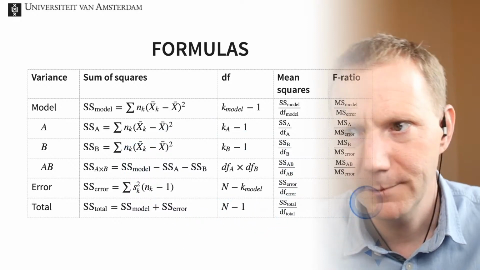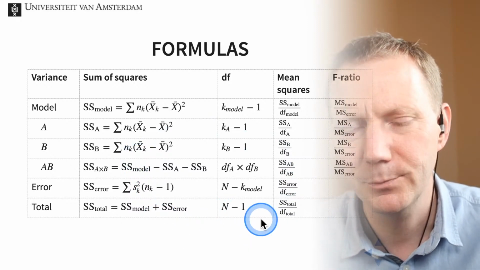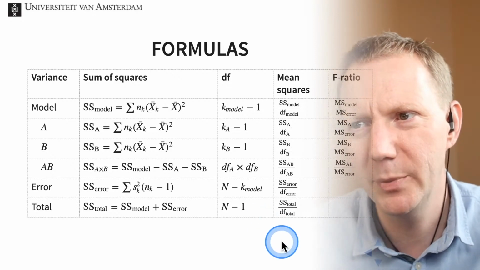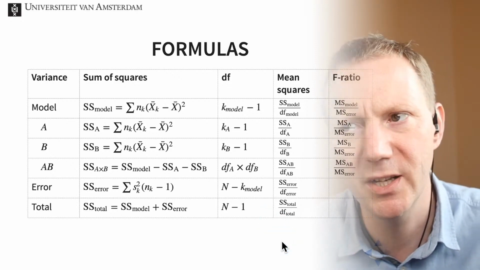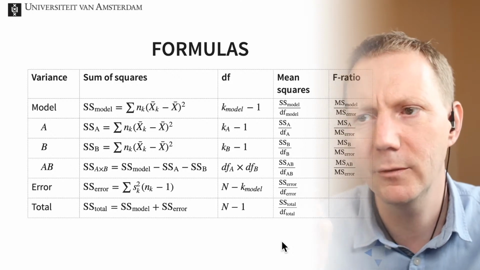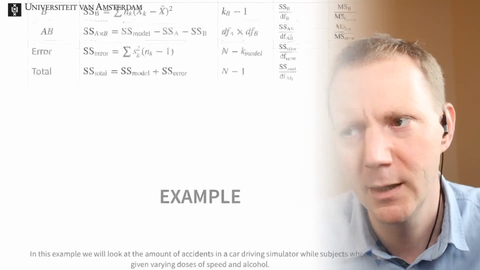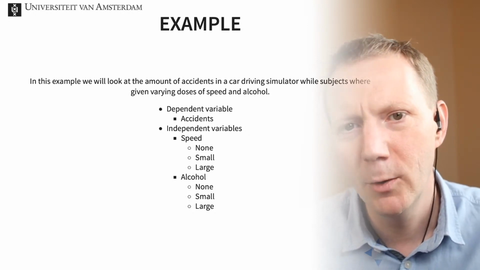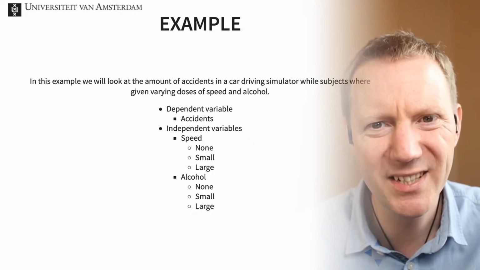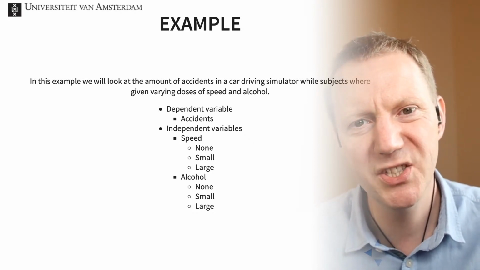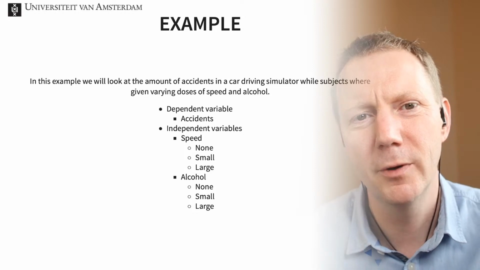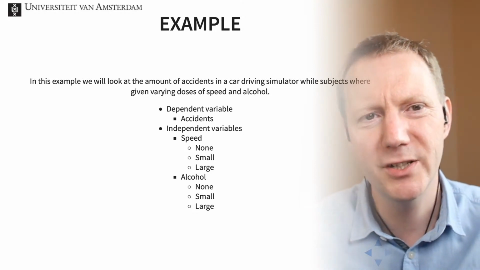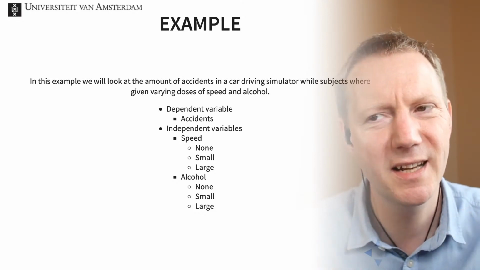It looks a bit daunting, this sheet, but we'll go through every step and look at each and every piece of the puzzle, and I hope by the end of this lecture you have a thorough understanding of what is actually going on here. So let's first look at the example that we're going to use. We're going to measure the amount of accidents in a driving simulator. We're going to put people in a driving simulator a few times. We're going to measure their average number of accidents.